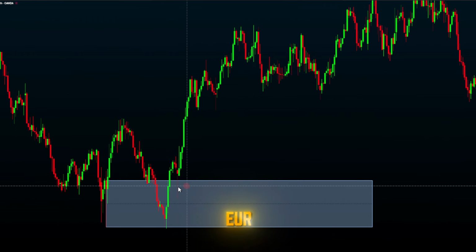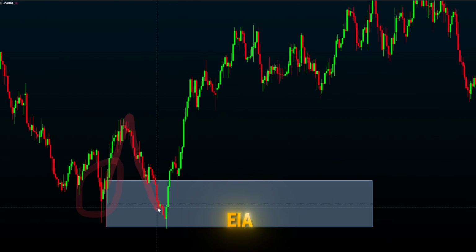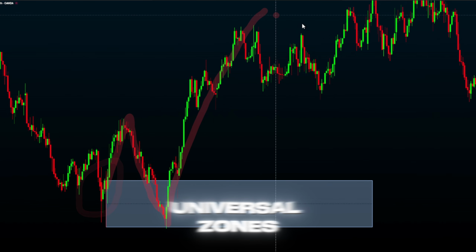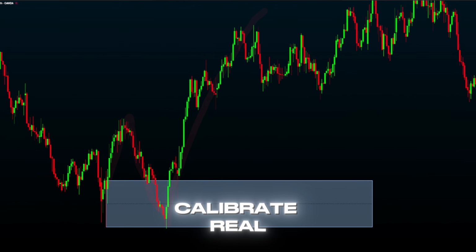In Forex EUR/USD, zones on London opens, crude on EIA, universal. Zones predict 65% reactions. Backtest to calibrate.